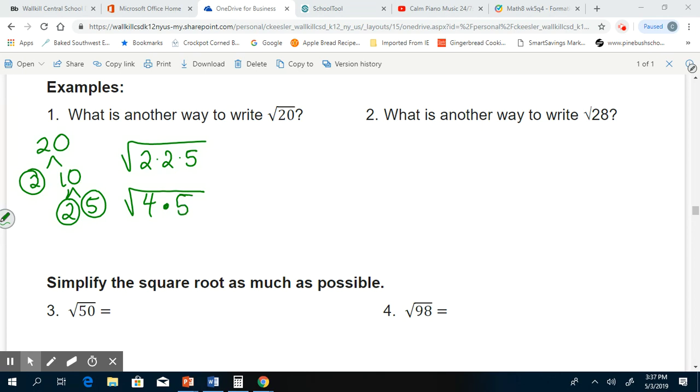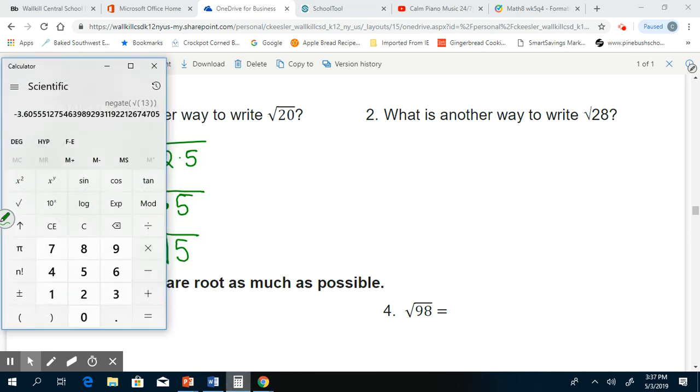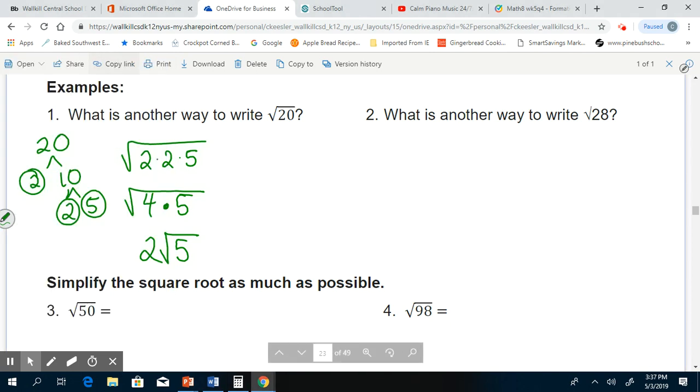Now we take the square root of the number we can, and leave the number we can't. The square root of 4 is 2, and that comes outside of the radical. 5, we can't take its square root, so it stays under the radical. So 2 square root 5 is the same as square root of 20. I can prove it because if I take my calculator and do the square root of 20, I get 4.47213. And if I do 2 times square root 5, I get the same, 4.47213. So they are equivalent. It's just a simplified version.